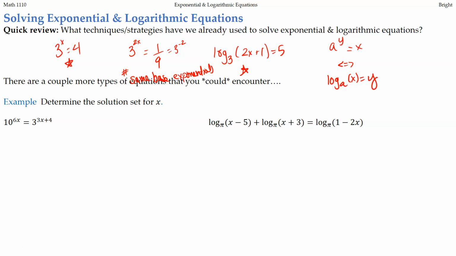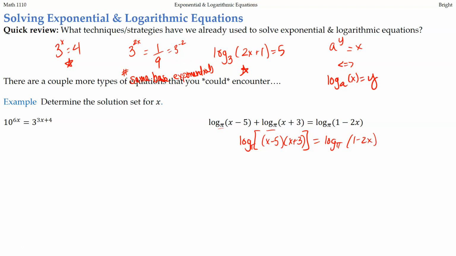And I think for this case, when we have multiple logarithms, that's the expanded form, so I want to work on condensing them. And according to the condensing property, if we have same base logarithms, which I do, I can write a sum as the product inside. So it'd be log base pi of (x minus 5) times (x plus 3), and then is equal to log base pi of (1 minus 2x).